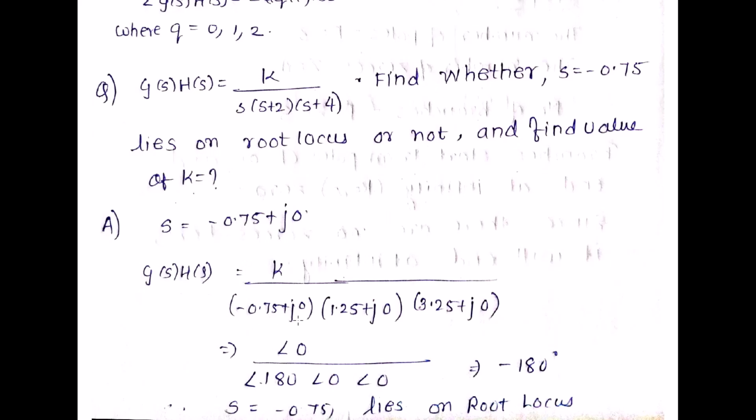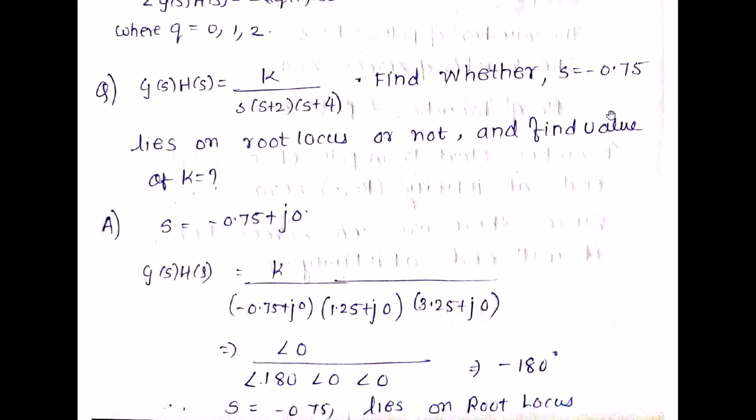Minus 0.75 plus j0 lies in the second quadrant. Hence you will get 180 degree over here. Here it's going to be 0 degree, 0 degree. Hence it's going to be minus 180 degree. Since the particular angle condition satisfies the minus 180 degree rule, I can say minus 0.75 lies on the root locus.